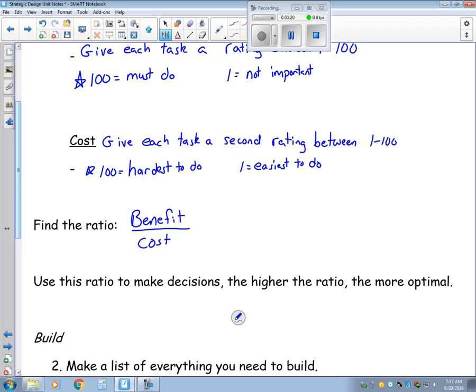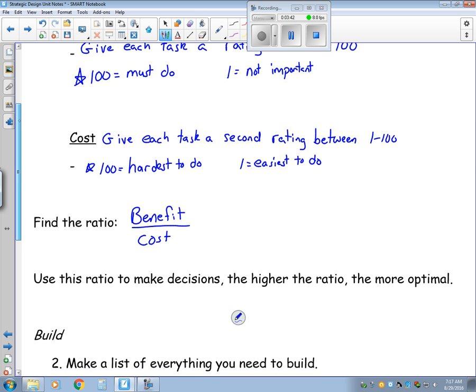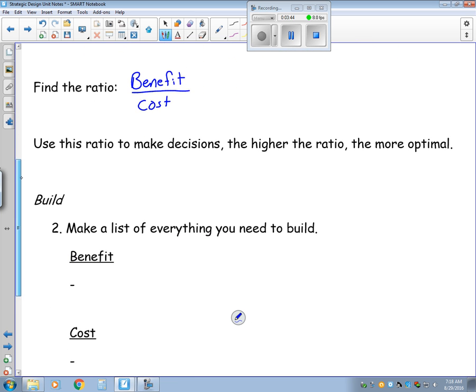But if something has a benefit of 1 and a cost of 100, now that ratio is 0.01. So that's the lowest that you can have, 0.01. You're not going to do that because the cost-benefit analysis doesn't work out. It costs too much for the benefit. All right, so those are tasks.